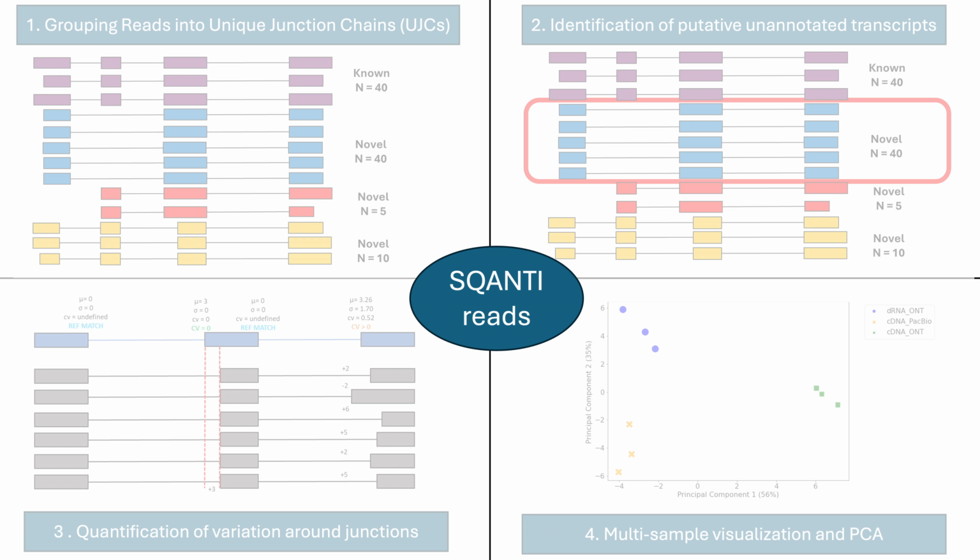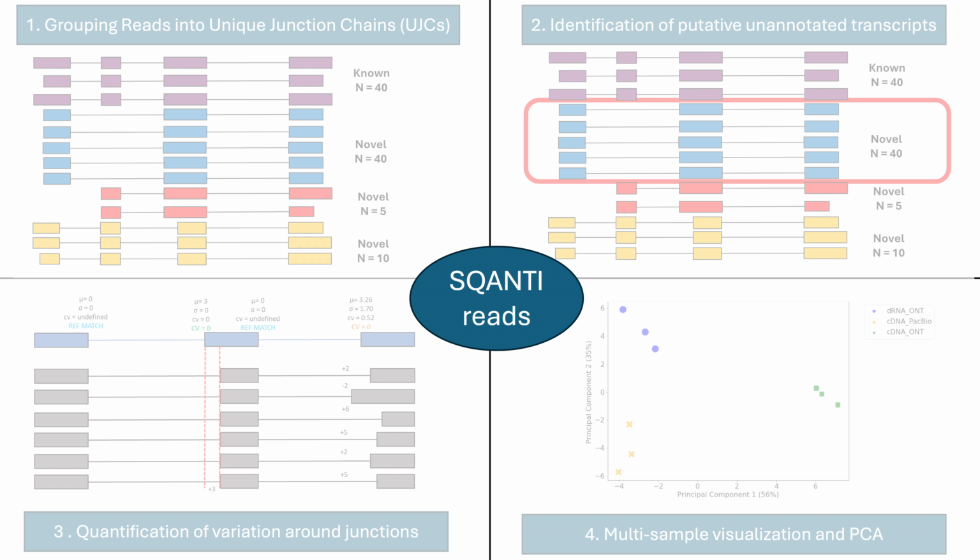Feature 2. SQANTI-reads also identifies putative unannotated transcripts which are not present in the reference annotation. A novel UJC that is represented by a large number of reads indicates a novel splicing pattern that can be followed up. SQANTI-reads uses a customizable logic tree to fish out these high-confidence novel UJCs from the long-read data.